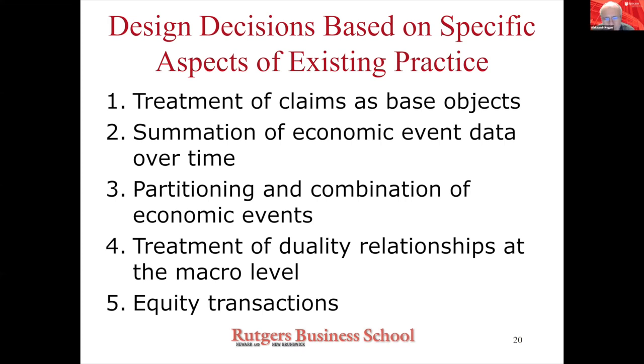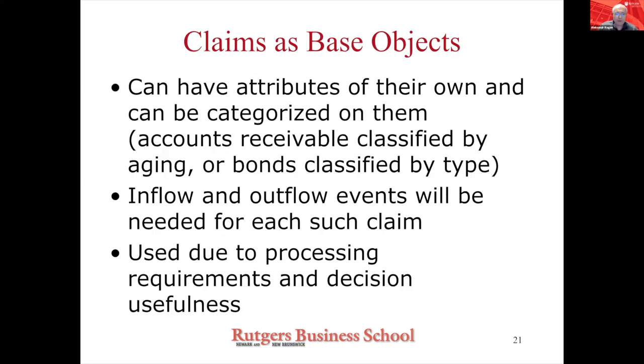Now, what else? Partitioning and combination of economic events. So what is this? Well, there are examples in the chat, so let me just do this. Okay, some examples. So these are base objects. As I said, I already explained this. So if you decide to go this route, you just go full Monty. You do the separate economic events, inflows, outflows, all the necessary relationships. And again, you do it only if there is a specific reason to do this. In some cases there is, but usually you don't.